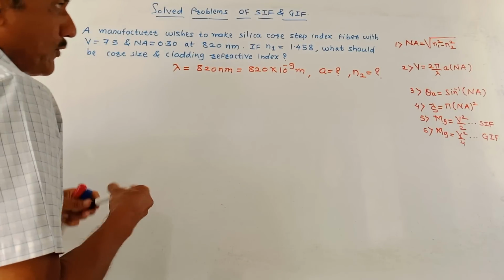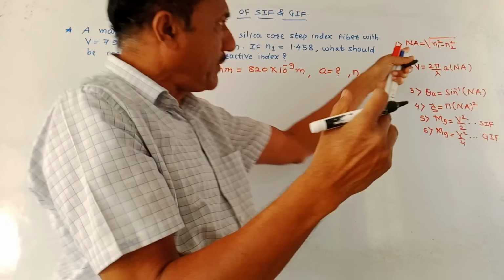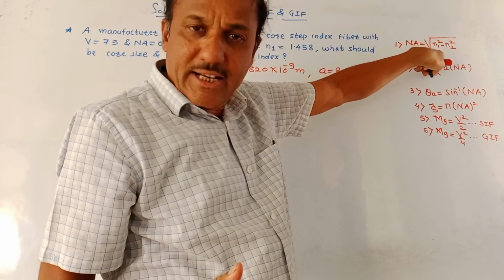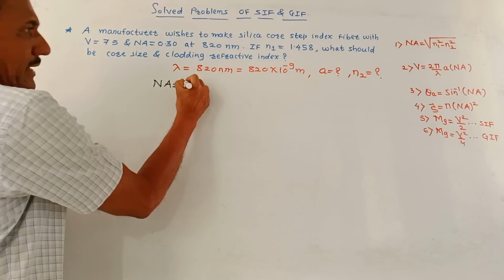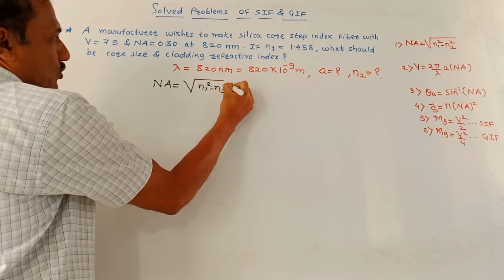I will write this formula first. So I am going to make use of this formula. Why make use of this formula? Because we are supposed to calculate n2. NA is given, n1 is also given in the question. So I am making use of this formula, NA equals square root of n1 square minus n2 square.